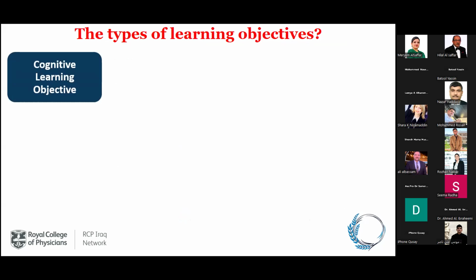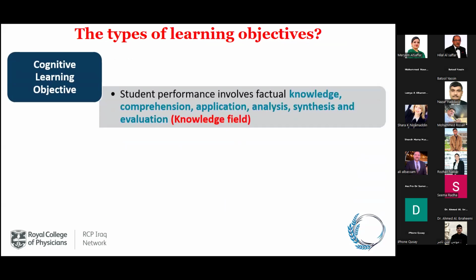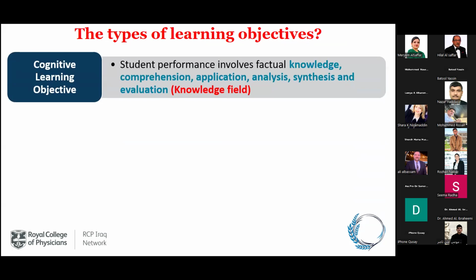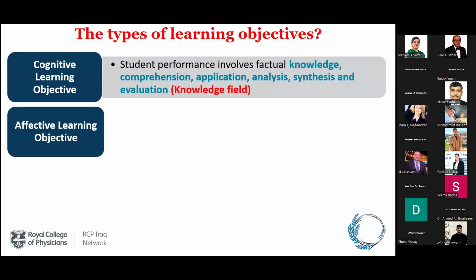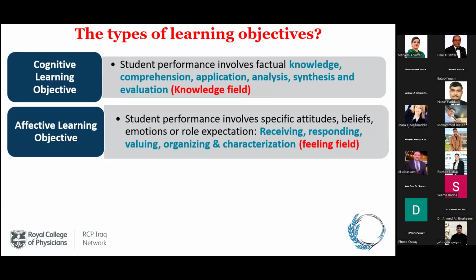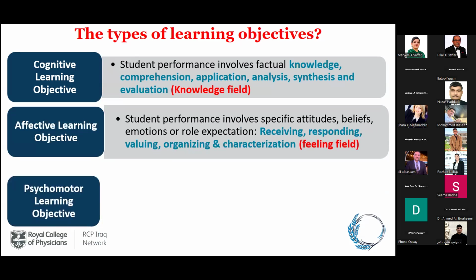The domains that Dr. Basim mentioned, he talked about them with Dr. Hilal. We have the cognitive learning objective, and as we said, this is the knowledge field, which can be knowledge, comprehension, application, analysis, and so on. And the affective learning domain objectives include the feeling field for the student performance, for receiving, responding, valuing, organizing, and so on.